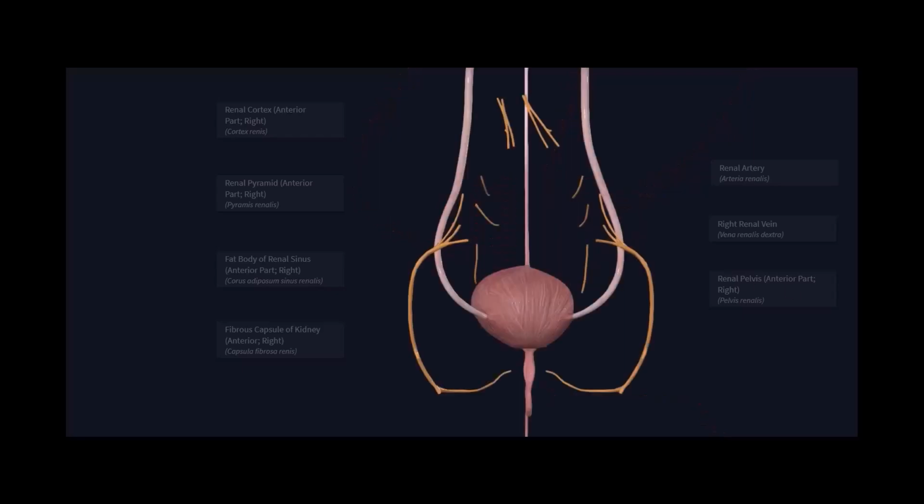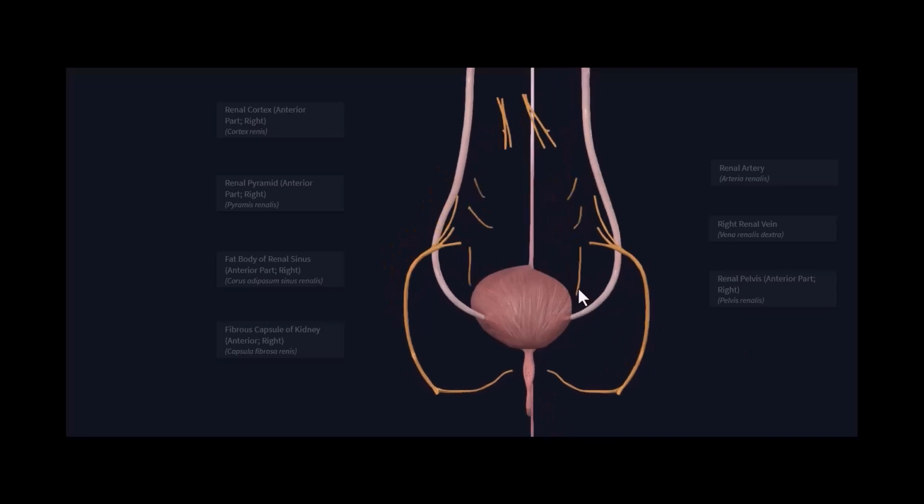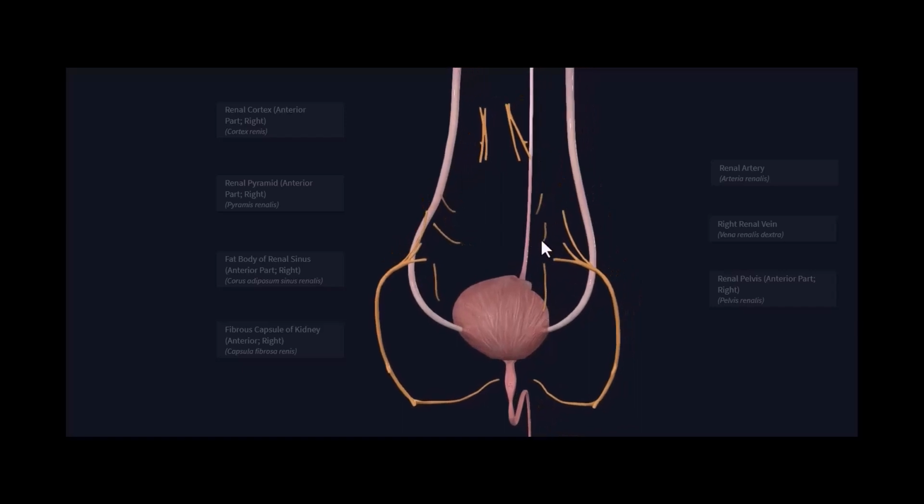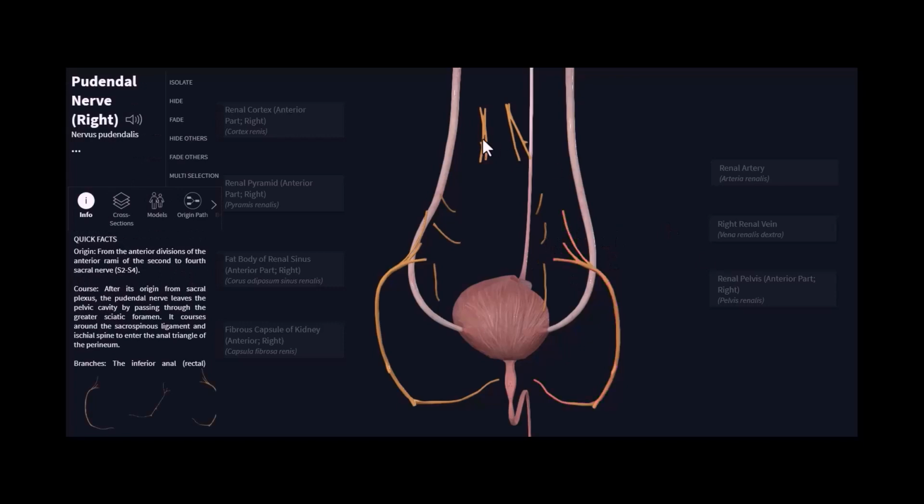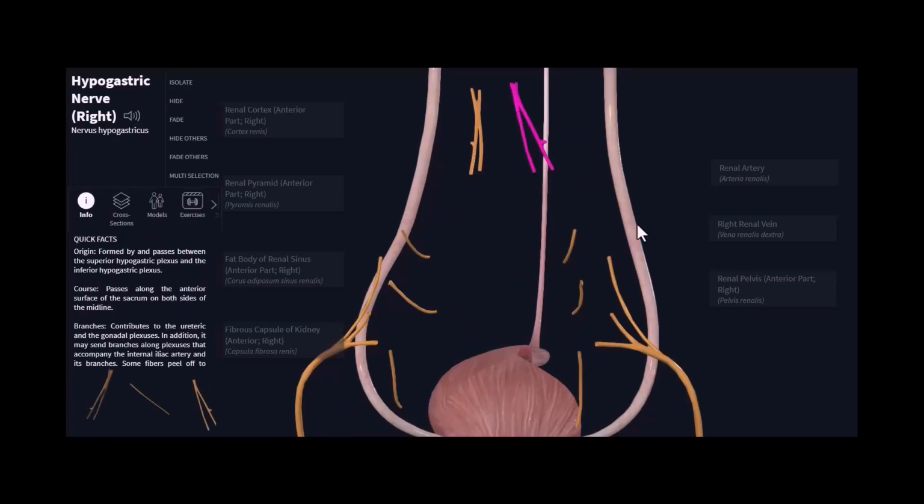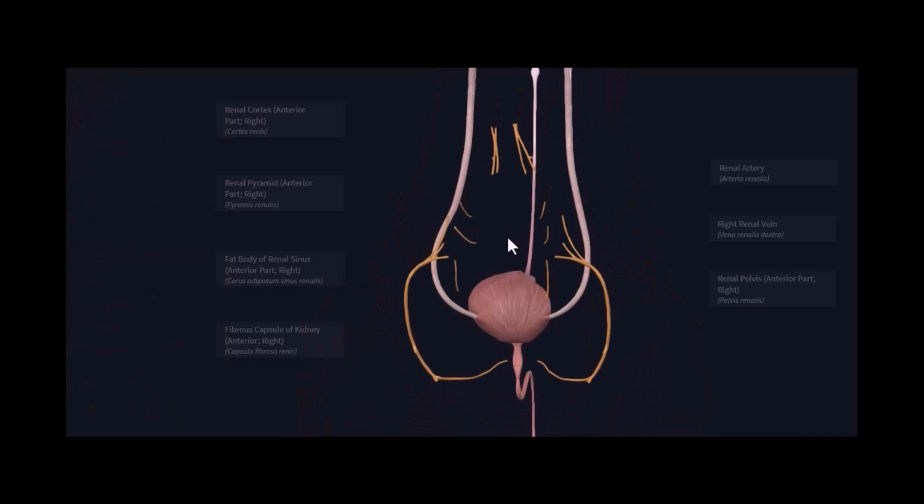But how do we urinate? How do we have that urination reflex? Well, to urinate, we're going to be using 3 different types of nerves. The first one is called the pudendal nerve. The second one is called the hypogastric nerve. And the third one is called the pelvic nerve. And all 3 of them are going to be working together to make that urination reflex.